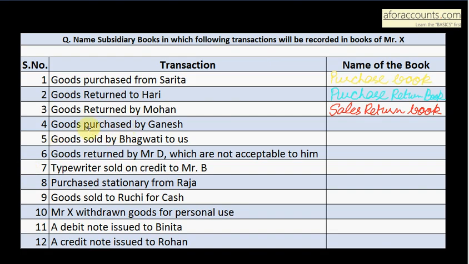Goods purchased by Ganesh. Who is purchasing the goods? Ganesh is purchasing. Why is it being mentioned in my books? Because I am selling the goods to Ganesh. I am the seller. My goods are being purchased by Ganesh. So I am selling, written in my sales book.